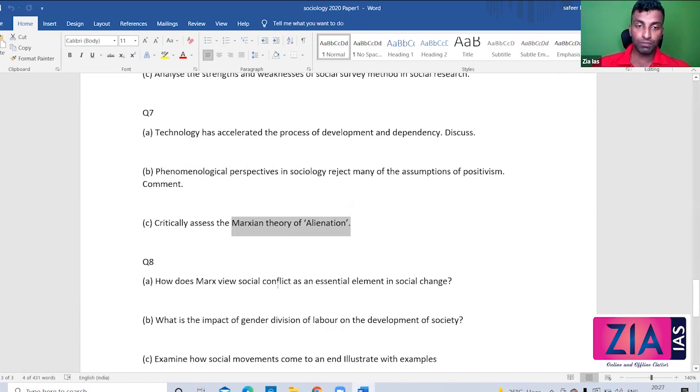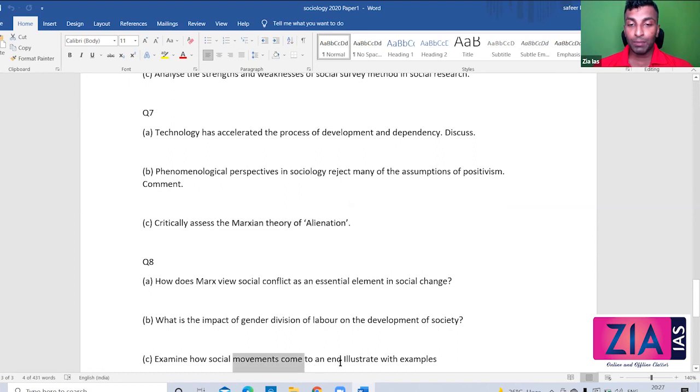How does Marx views social conflict as an essential element of social change? Again, Marxian theory, class conflict, class struggle, conflict lead to change, dialectical materialism. I know this very clear, directly from Marx. Impact of gender division of labor in the development of society. Patriarchy, sexual division of labor, we directly did in the syllabus, and impact, I think I can easily write this.